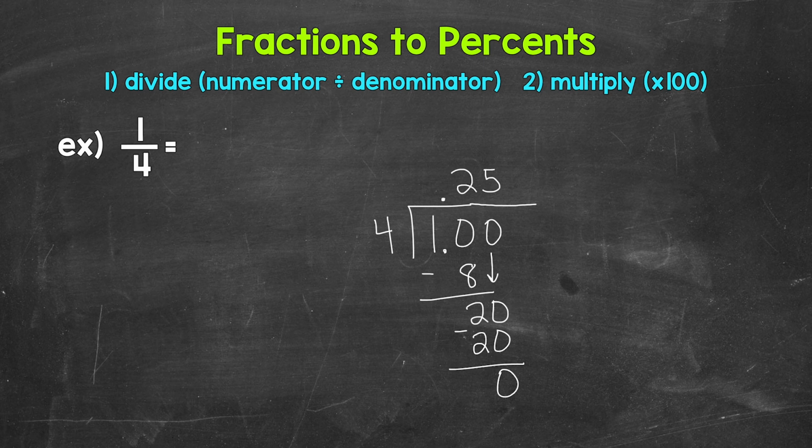Now we need to convert this decimal to a percent by multiplying it by 100. And again, we can do this by moving the decimal twice to the right. So let's rewrite 25 hundredths off to the side and move the decimal once, twice to the right. So we end up with 25%. 1/4 equals 25%.